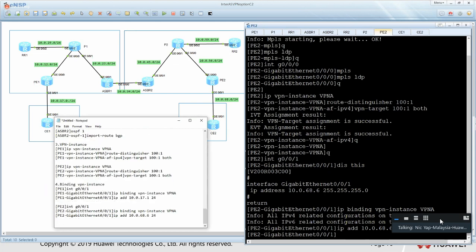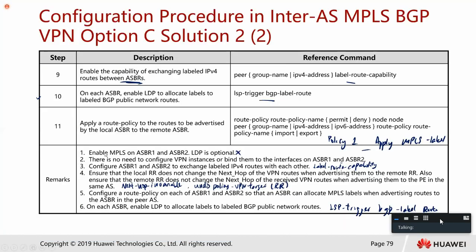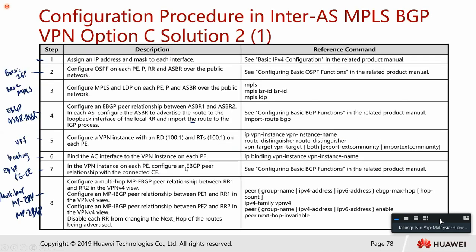All right, that is the configuration I perform under step number 6 to do the binding, as number 4 over here. Let's refer back to this. That is step number 6, binding. And step number 7 is just doing the eBGP between the peers.